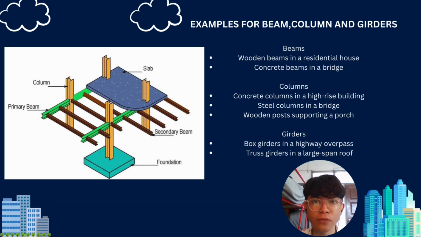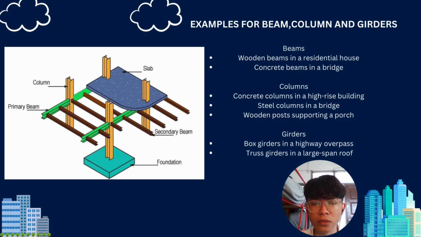So here are the examples for beams, columns, and girders. For the beam, we can see wooden beams in a residential house and concrete beams in a bridge. For the columns, there are three points, which are concrete columns in a high-rise building, steel columns in a bridge, and wooden posts supporting a porch. Porch means something like a car park. And for the girders, you can see box girders in a highway overpass and truss girders in a roof.